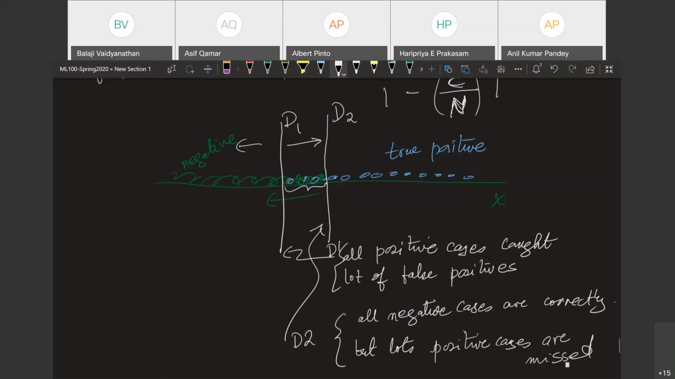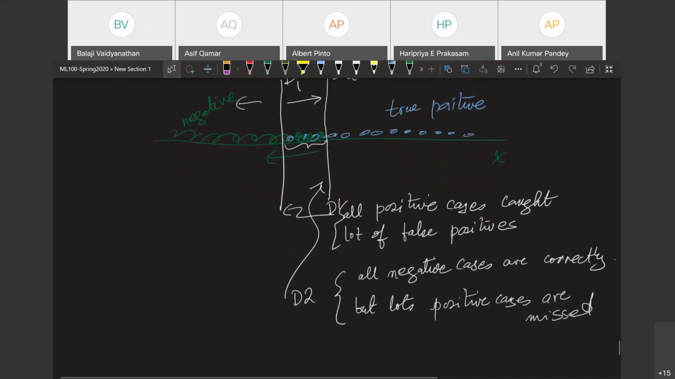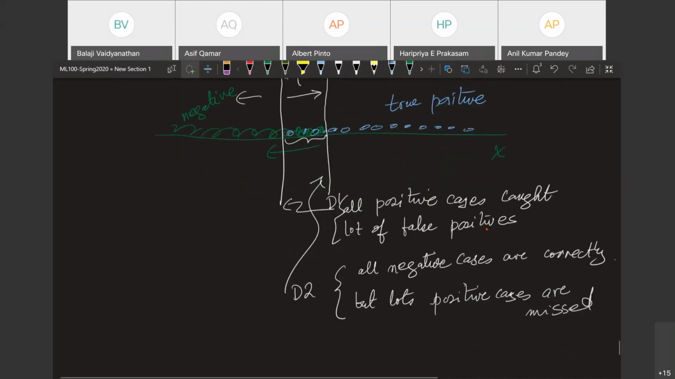Is this obvious? Are you guys understanding this? Just look at this example, that you have a trade-off. Which one would you choose? In the extreme D1, you get all the positive cases. In D2, you get all the negative cases. Each of them has a demerit, isn't it? In the case of D1, you have a lot of false positives, and in the case of D2, a lot of false negatives.